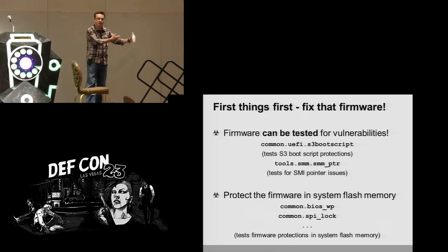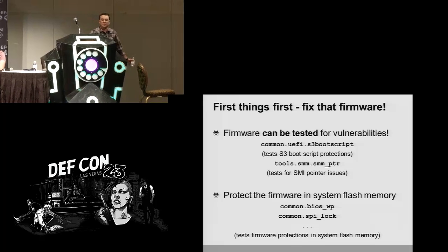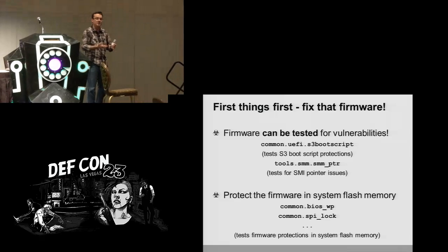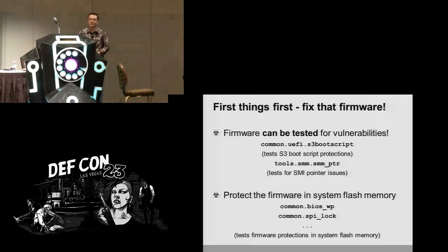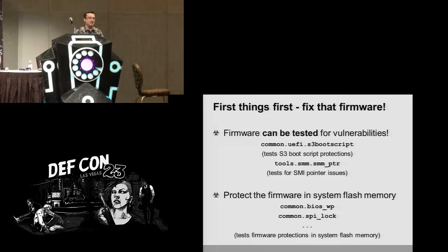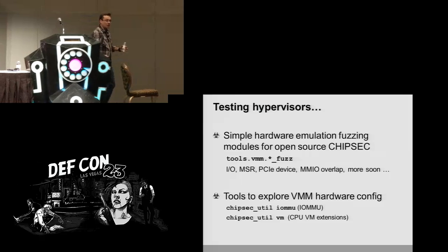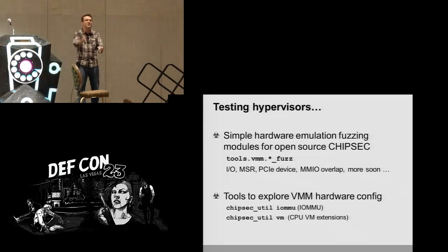You can, as we saw, completely control the hypervisors and every secret within every VM. So we need to fix those vulnerabilities, of course. And there are tests in the open source ChipSec framework that you can run to test whether your systems are vulnerable to both issues that we've explained, as well as test if the firmware is write protected on the SPI flash. But we also need to test hypervisors, and especially all of those hardware and firmware interfaces that the hypervisor exposes to the VMs.